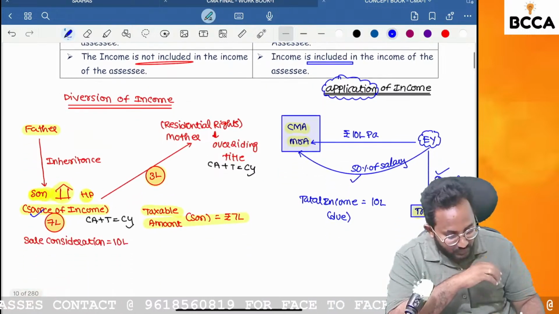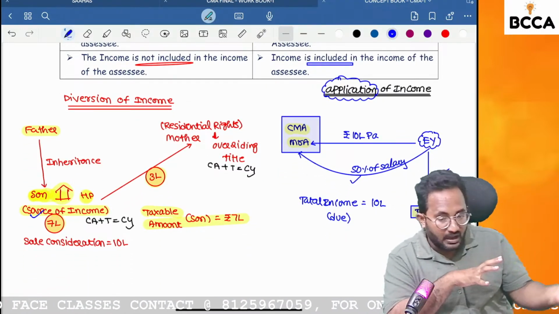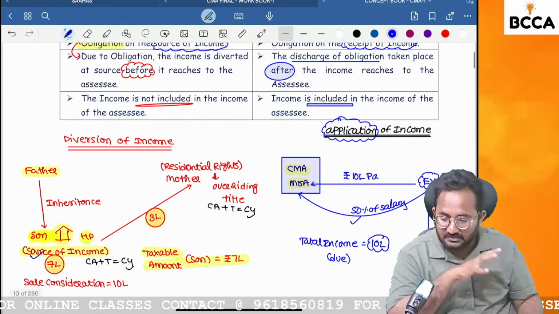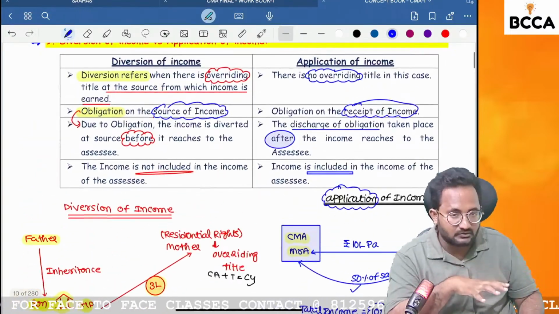So even though you are giving 50% of your salary to the trust also, on which amount do you have to pay the tax? 10 lakh. Are you clear with this? So please try to write the second example also. With the help of the second example, you can understand what?